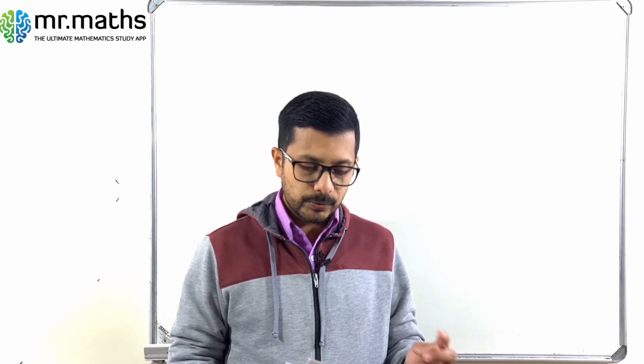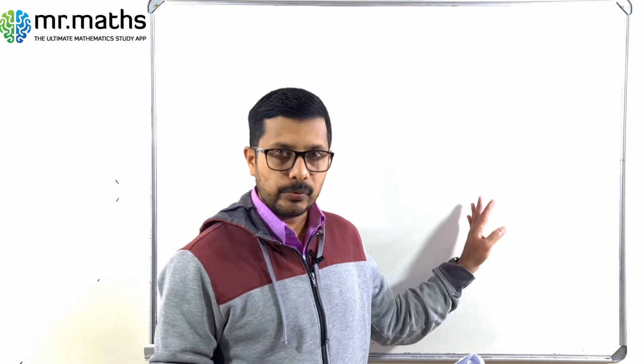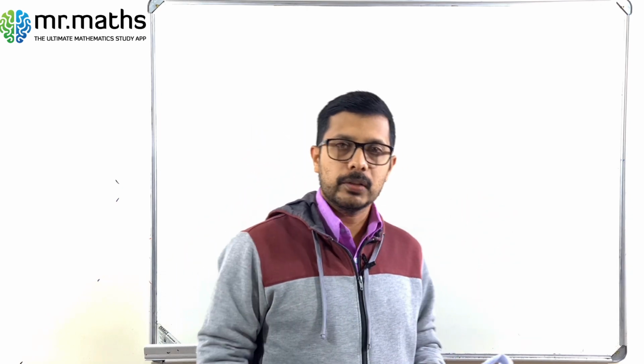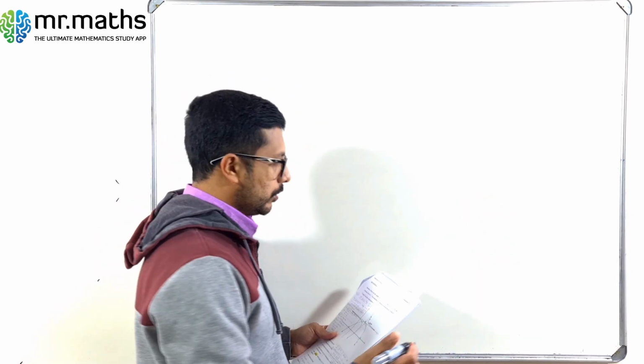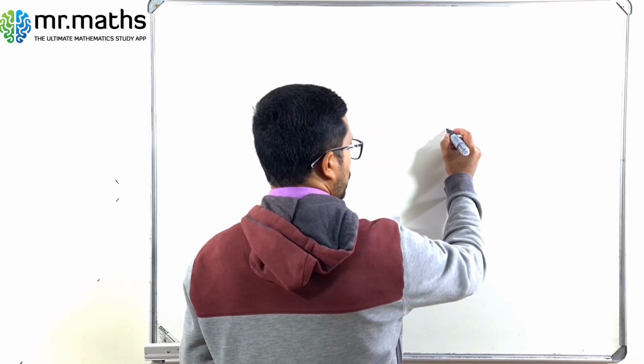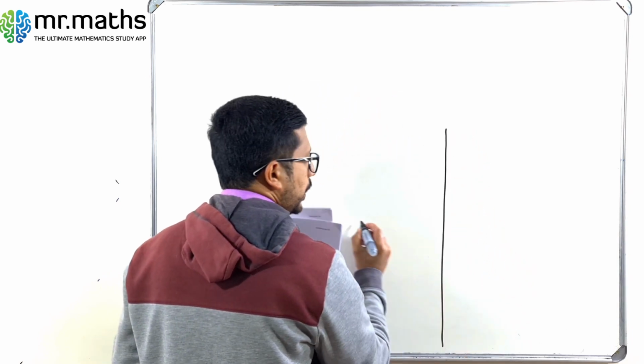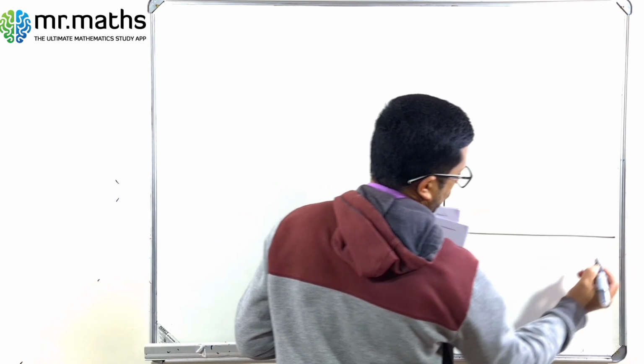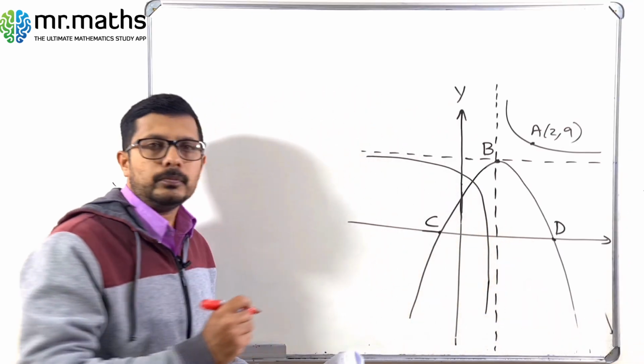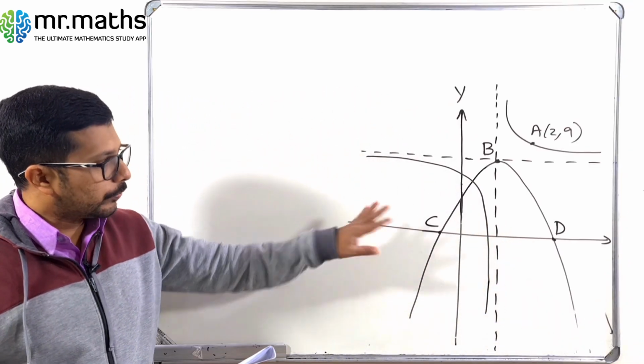So there is a graph given there. Let me draw that graph first here, then based on that one, we can answer the remaining questions. So there is an x and y axis. This is the y axis, x axis. I tried to draw a rough graph there.